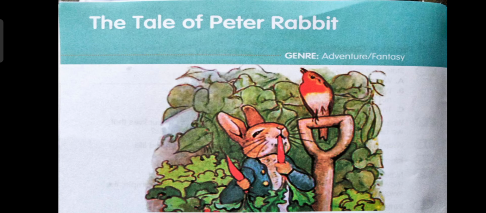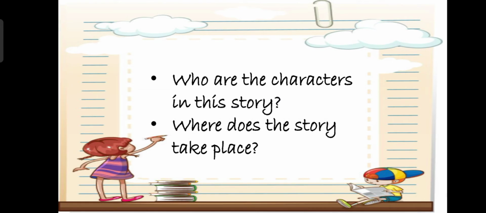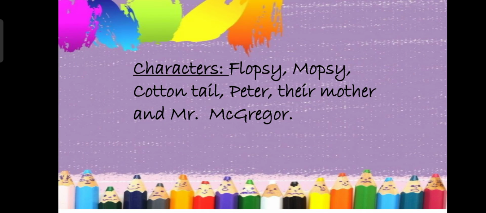So, how was the story? It was a nice story. So, who are the characters in this story? And where does the story take place? Have you listened to the story well? So, who are the characters in this story and where does the story take place? The characters are Flopsy, Mopsy, Cottontail, Peter, their mother, and Mr. McGregor.